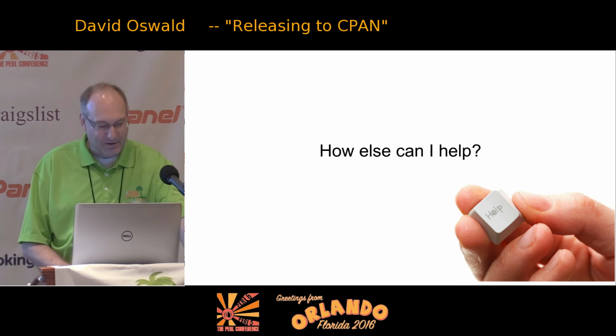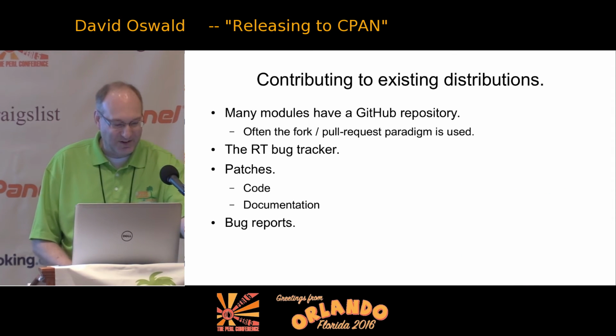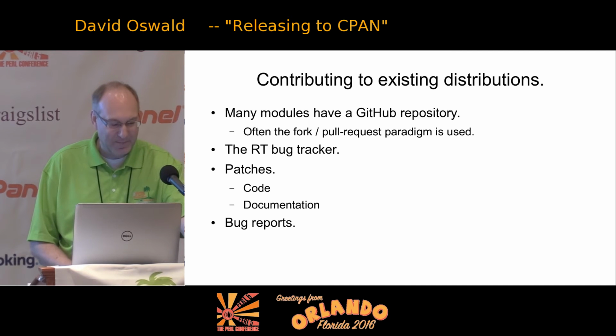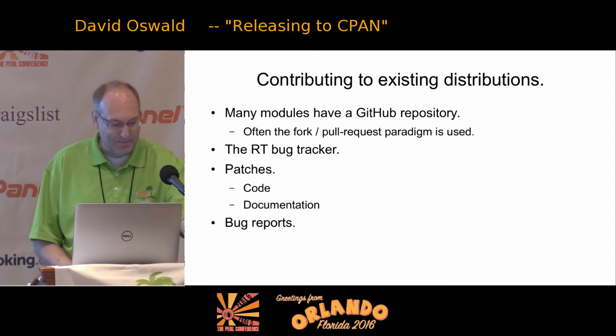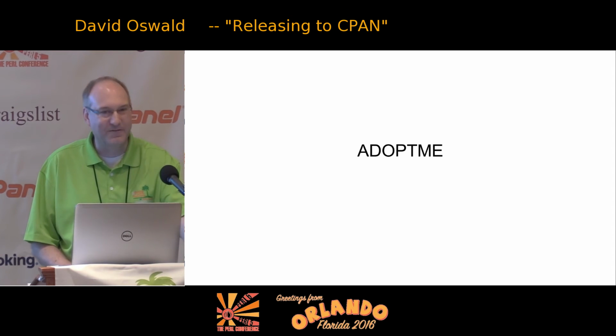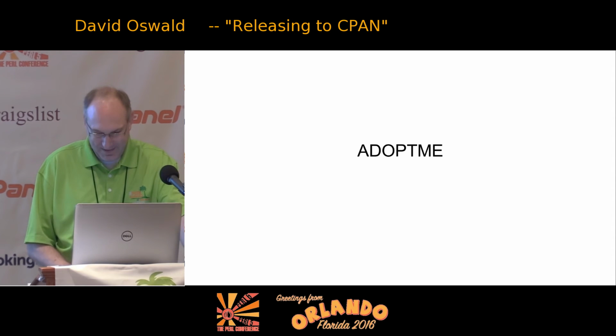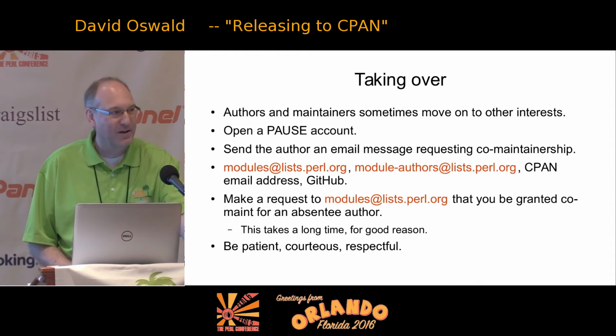So you might want to know, how else can I help? Well, contributing to existing distributions is one way. You can find a distribution that you use that maybe has a bug and fix it, submit patches, submit bug reports. There's an author on CPAN named ADOPTME. Any module owned by ADOPTME is looking for somebody to take care of it. You can take over modules that have fallen into a state of disrepair where the module author is no longer around. Contact the author, see if he'll let you take over co-maintenance.